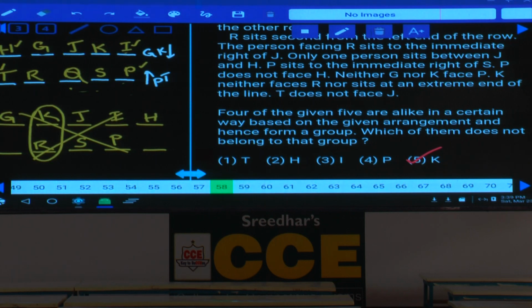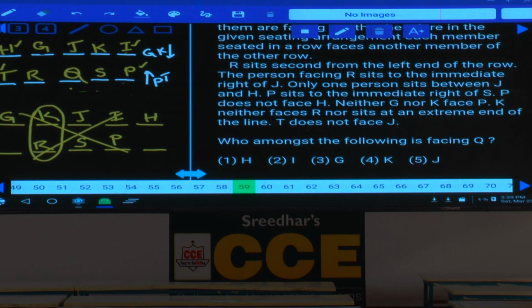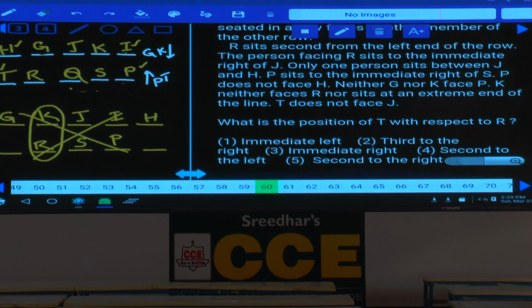Next one, who among the following is facing Q? Tell me who is facing Q here? J. J, that is choice 5. J is facing Q.